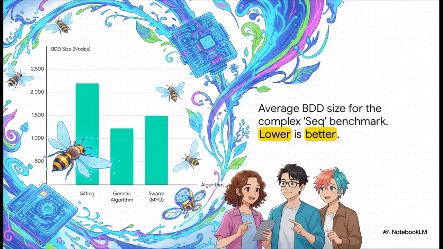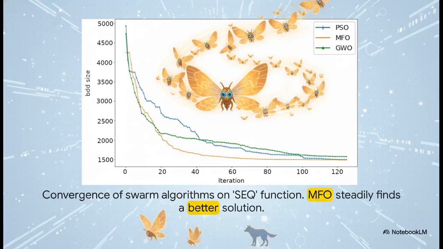You can see here the old-school computer method, sifting, ended up with a BDD size of almost 2,200 nodes. But look at the genetic algorithm. It slashes that down to just 1,220. That's a huge improvement. Okay, so what about within Team Swarm?